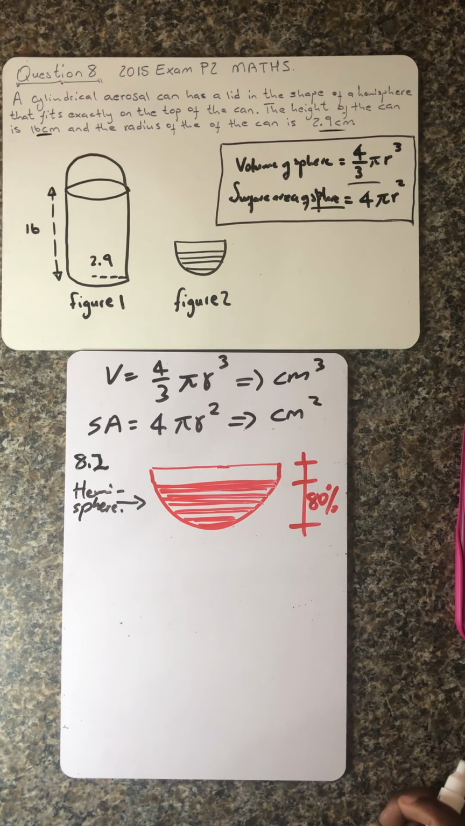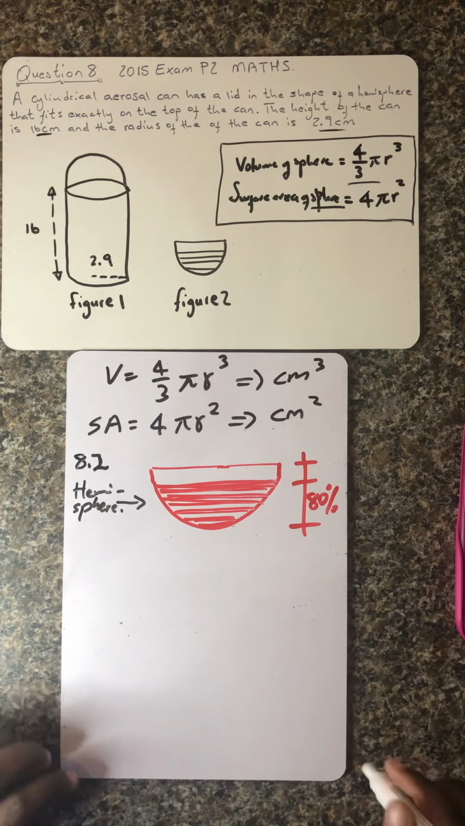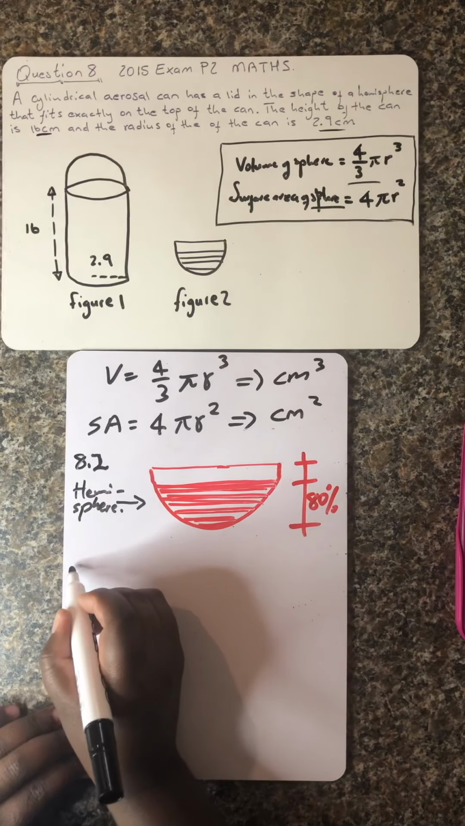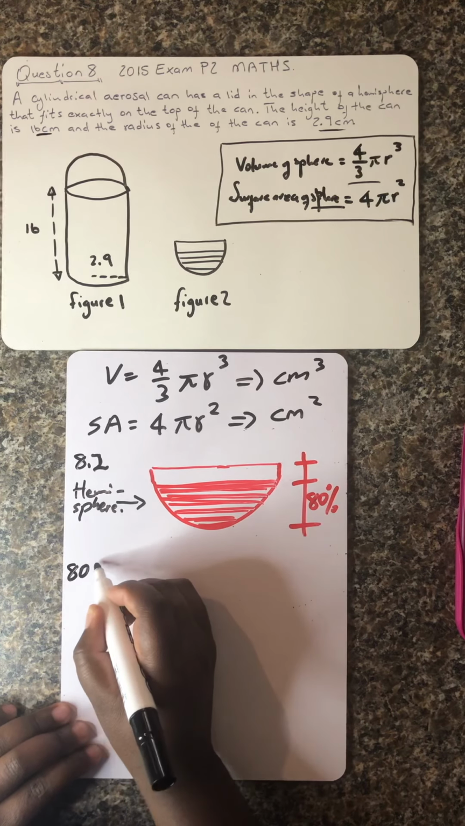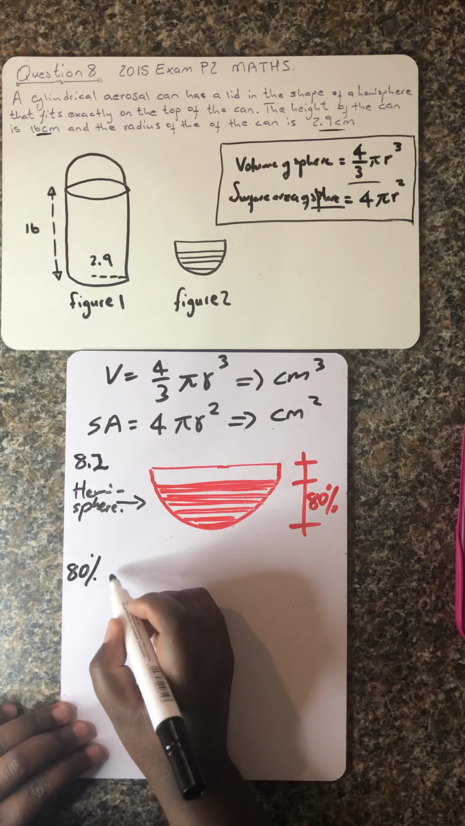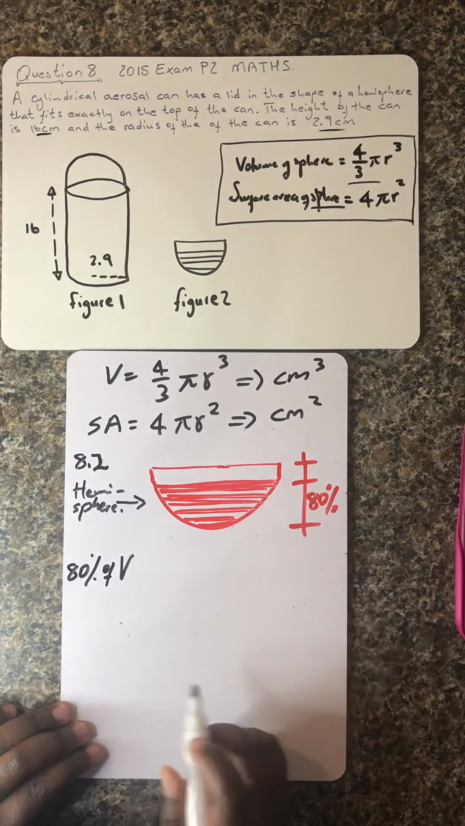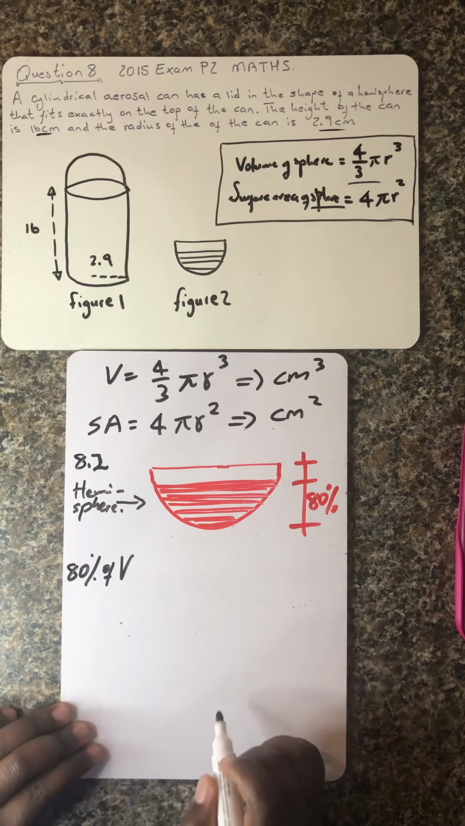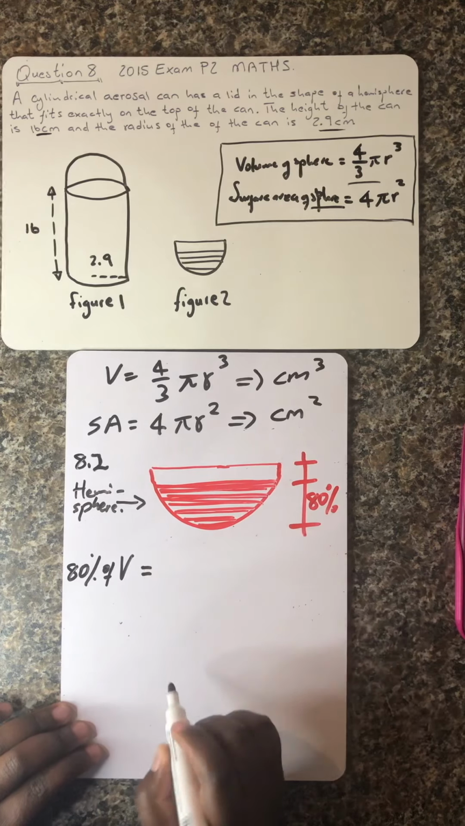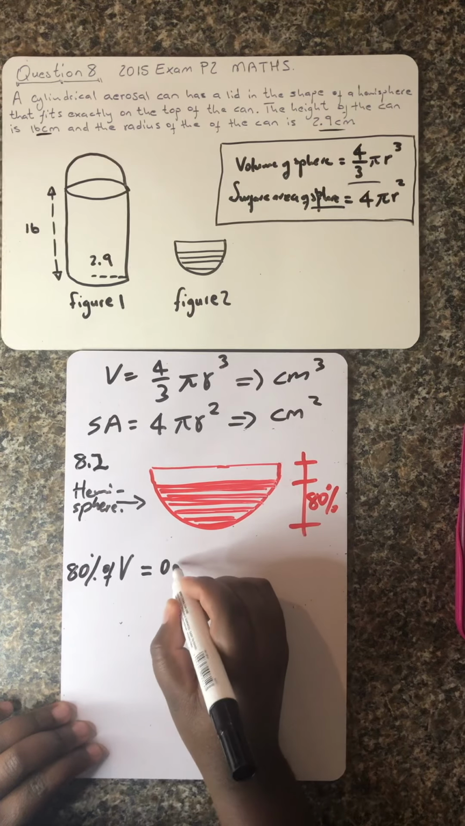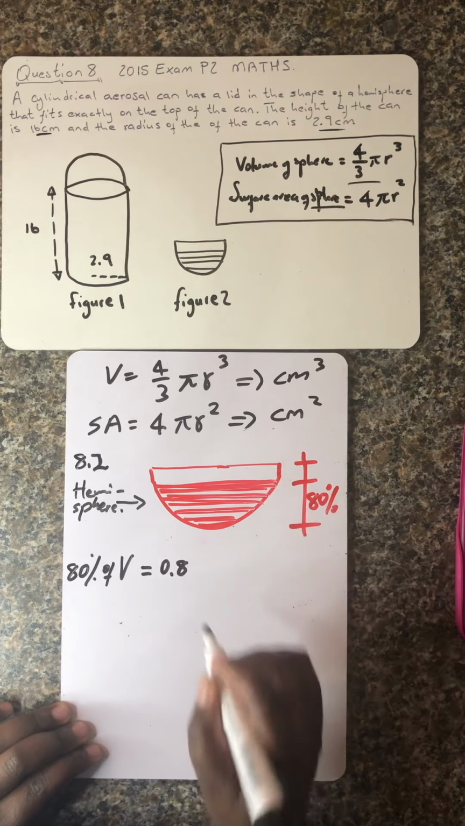Remember, the question said if the lid is 80% filled with a liquid as shown in figure 2, calculate the volume of the liquid in the lid. So ladies and gentlemen, that means we've got 80% of V. I think I've actually explained that part, which is equal to, obviously, 0.8.